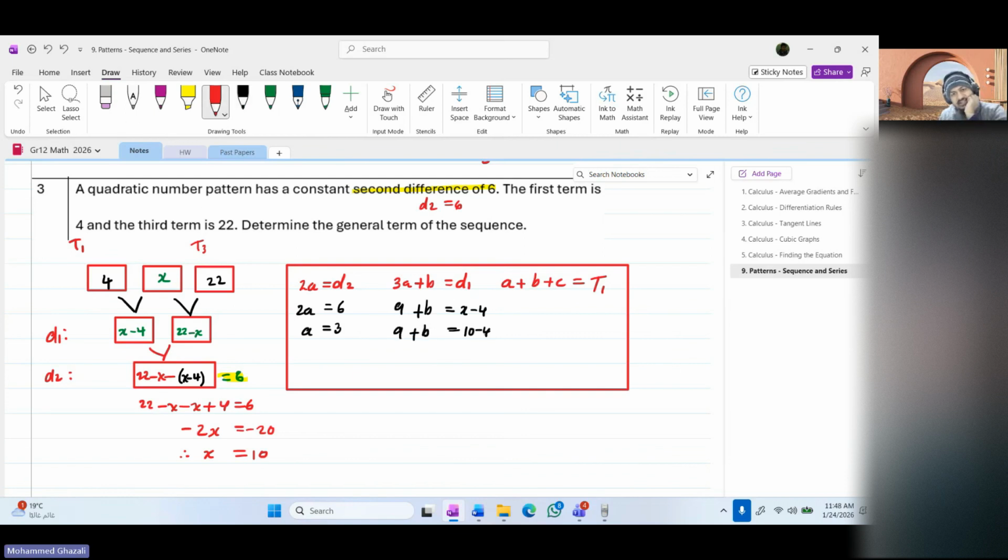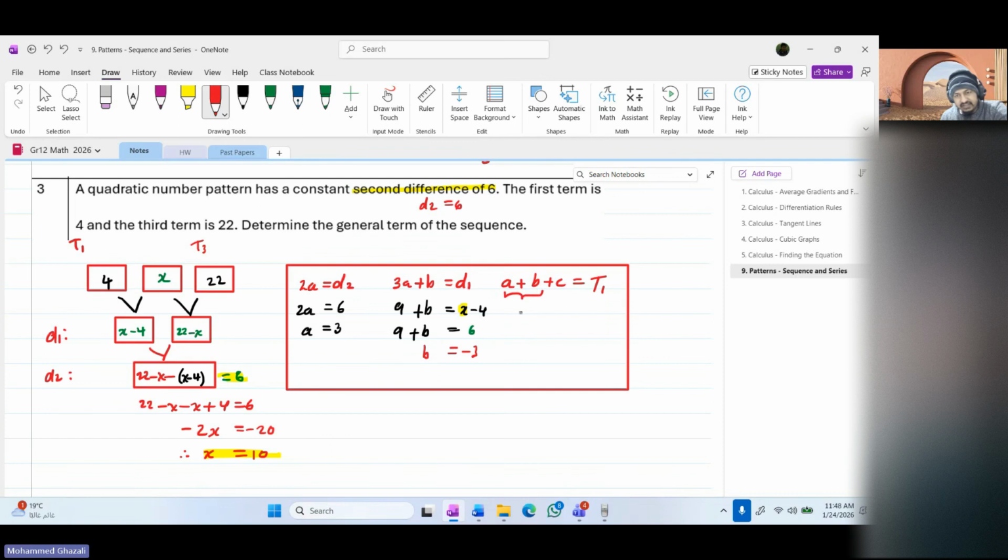10 minus 4 is 6, and if you take the 9 over, remember, x is 10, okay? We solved for that. So 10 minus 4 is 6. Rather replace it with 6. Remember, the value of x was 10. 10 minus 4 is 6. So we have, take the 9 over, 6 minus 9. So b is equal to negative 3. And then a plus b is 3 minus 3, which is 0.